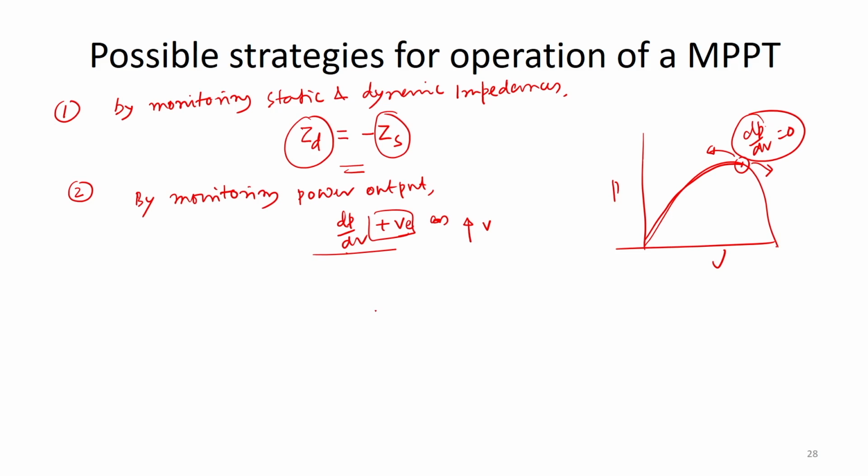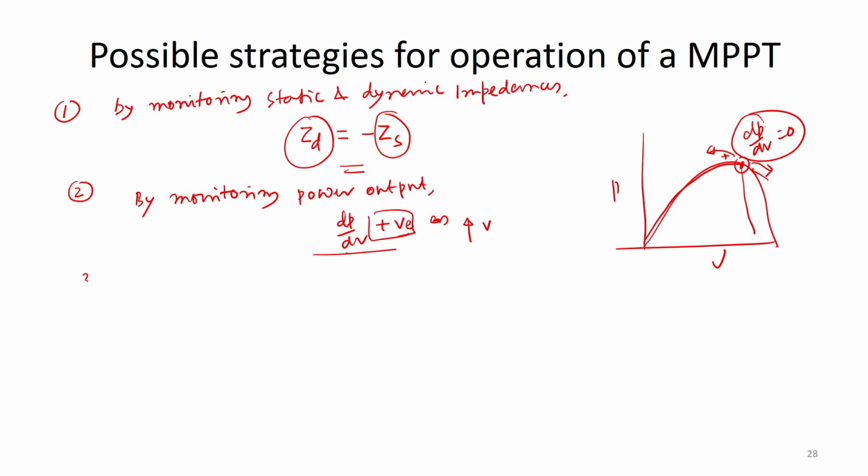Okay. Then, if dP by dV is sensed negative, then we need to decrease the operating voltage, right. And this voltage is unaltered when dP by dV is 0. That means we need to fix at this point. Okay? We need to increase the voltage if it is positive, if it is negative we decrease the voltage, and voltage remains constant at dP by dV equal to 0, right.